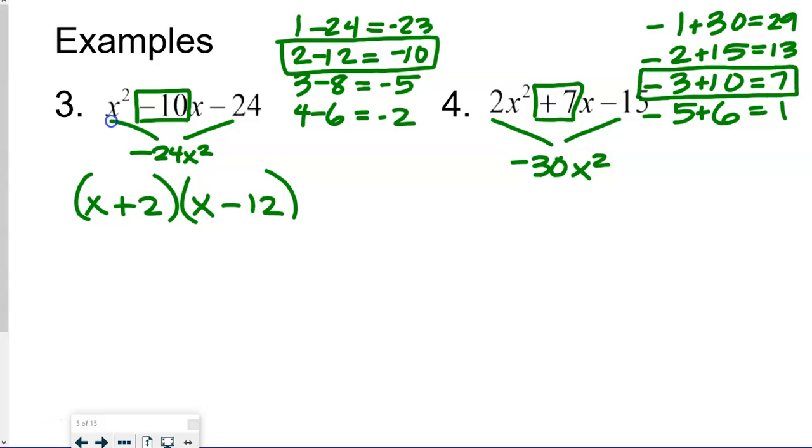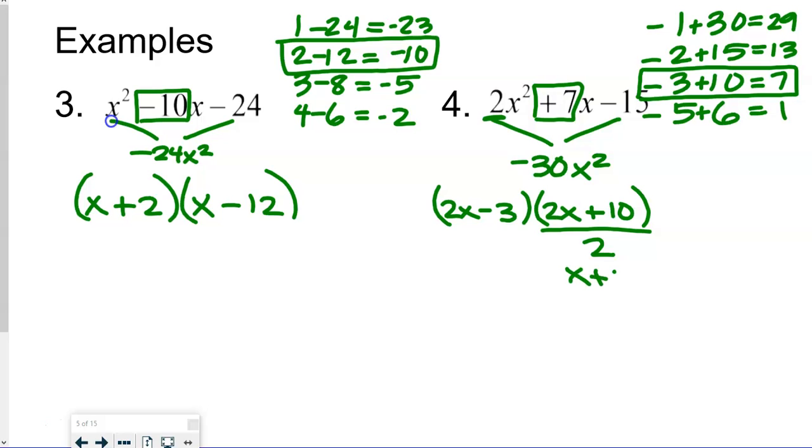Now remember, this time we're going to bring down that coefficient with the x. So we're going to do 2x and 2x because there's a coefficient out in front there. And the factors we're looking at are negative 3 and positive 10. Well, I want y'all to notice that there is no GCF in 2x minus 3, so we know that that's going to be one of our factors. But this one over here does have a GCF. It has a GCF of 2. So when we simplify this one, we're going to get x plus 5. So our two factors here are going to be 2x minus 3 and x plus 5.